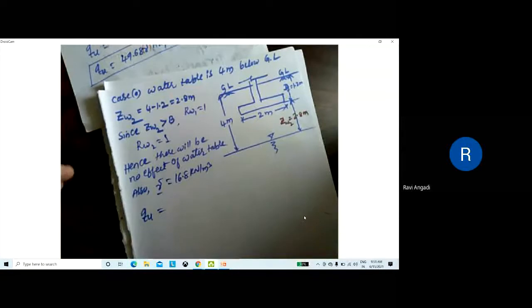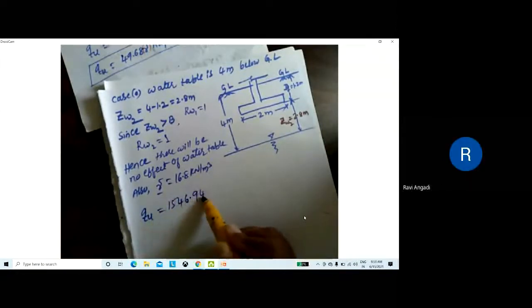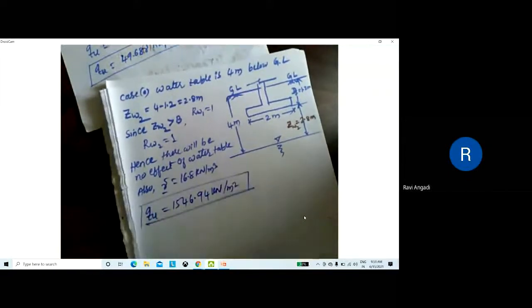Then you have to take the gamma as gamma submerged, or the saturated unit weight of soil. Since it is located away from the footing, greater than the width of the footing, it will not affect the bearing capacity of the soil. Hence the gamma is 16.8 kilonewton per meter cube. So can you tell me what is the answer here? 1546.94 kilonewton per meter square. This is the answer for the first case.